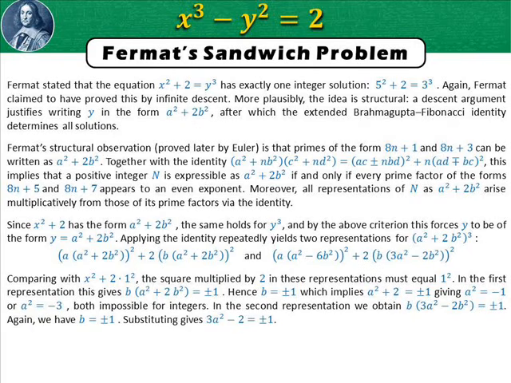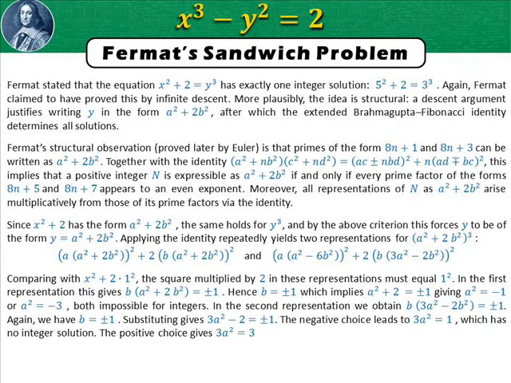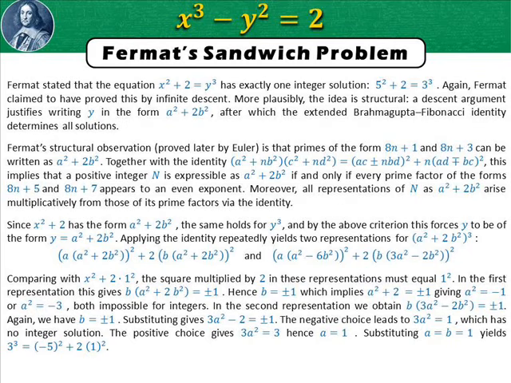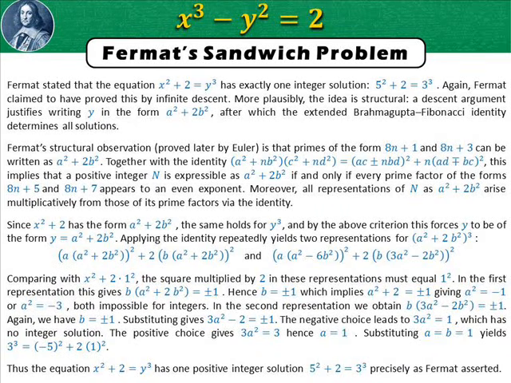Substituting gives 3a squared minus 2 equals plus or minus 1. The negative choice leads to 3a squared equals 1, which has no integer solution. The positive choice gives 3a squared equals 3, hence a equals 1. Substituting a equals b equals 1 yields 3 cubed equals minus 5 squared plus 2 times 1 squared. Thus, the equation x squared plus 2 equals y cubed has one positive integer solution, 5 squared plus 2 equals 3 cubed, precisely as Fermat asserted.